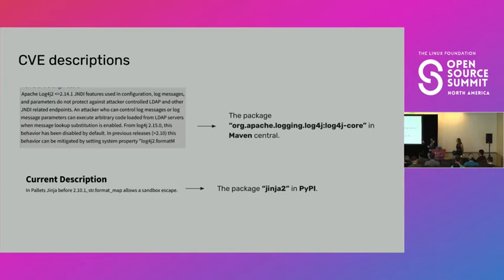And there's another example here for Jinja2 in PyPI. The description is literally just one sentence: in Pallets Jinja before 2.10.1, blah, blah, blah. There's no easy mapping to the name Jinja2 in the PyPI package repository.